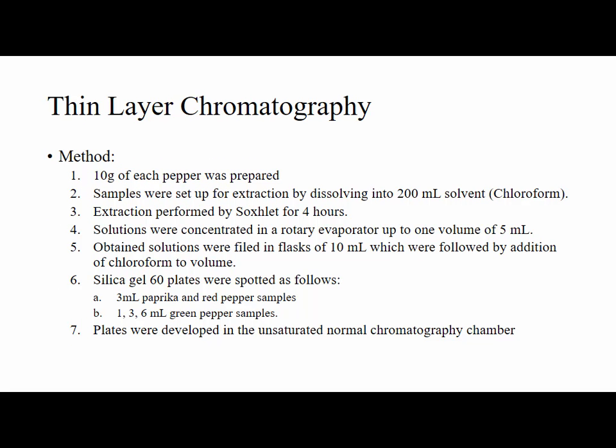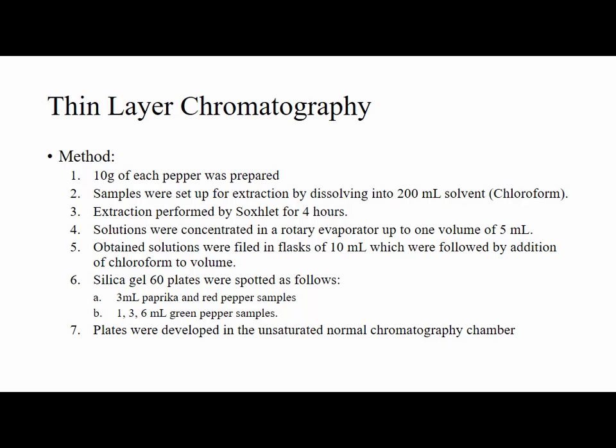All right, so this method included preparing 10 grams of pepper. Then the extractions were performed using chloroform, and then it was extracted by soxhlet for 4 hours. They also used rotary evaporation, and then they took that volume of 5 mLs, and they filled flasks up to 10 mLs, which was followed by the addition of chloroform.